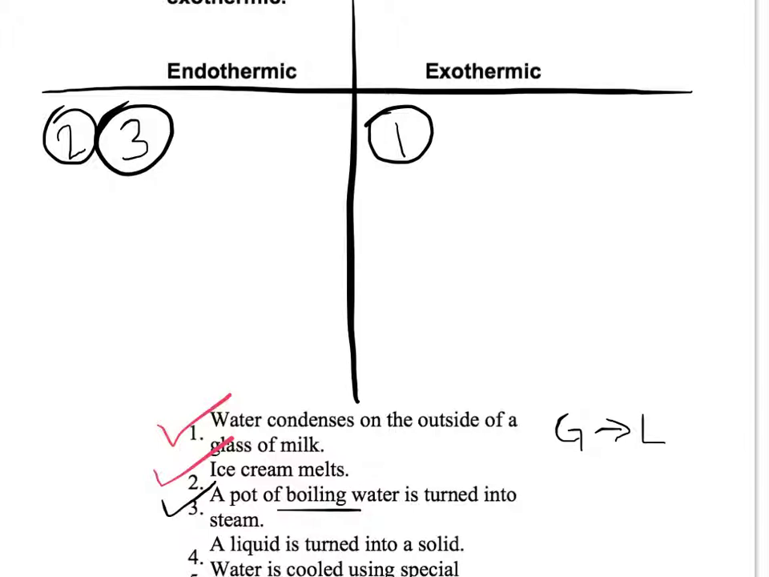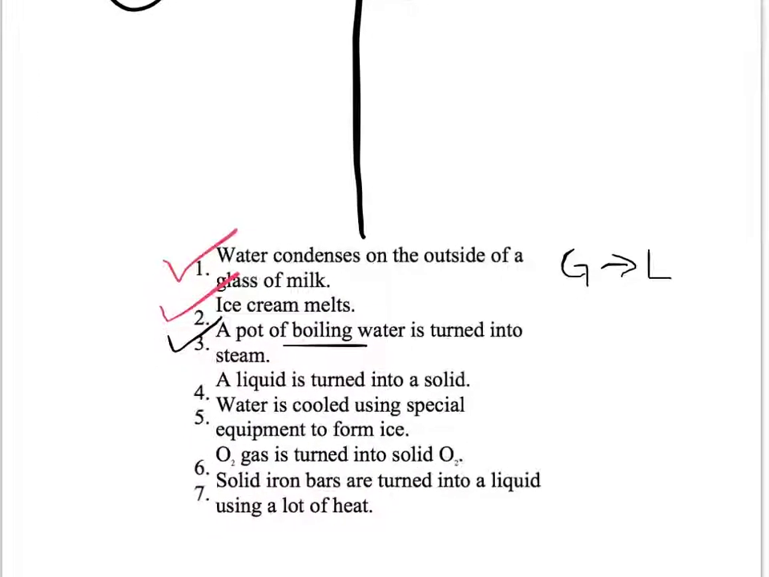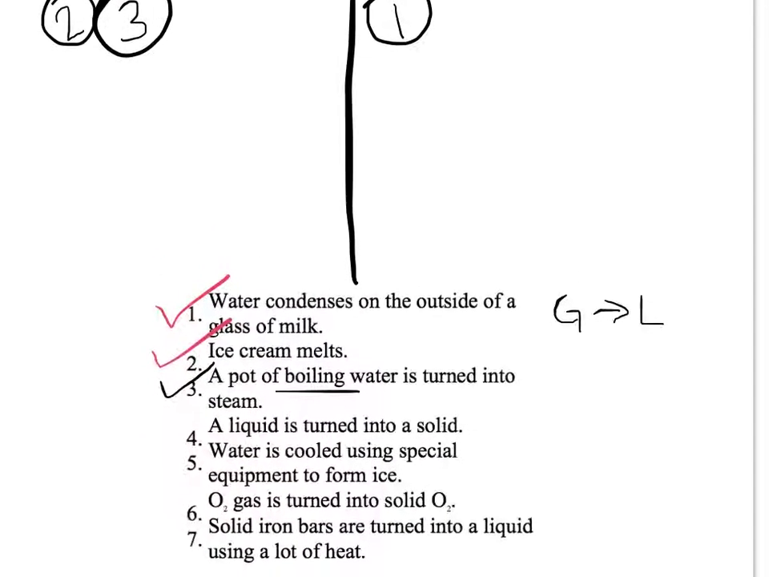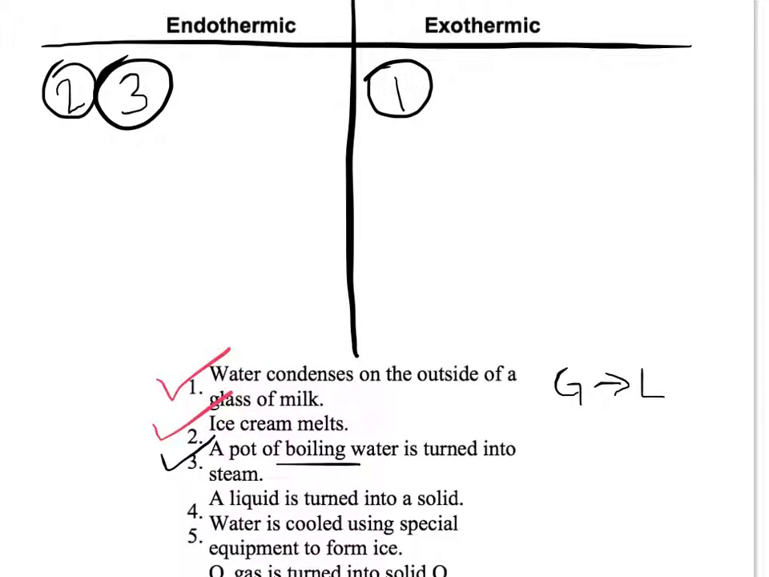Okay, number 4. A liquid is turned into a solid. So let's think back to water. If you turn liquid water into solid water, you are turning water into ice. In order to turn water into ice, you have to remove heat. And if you're removing heat, it's exothermic.